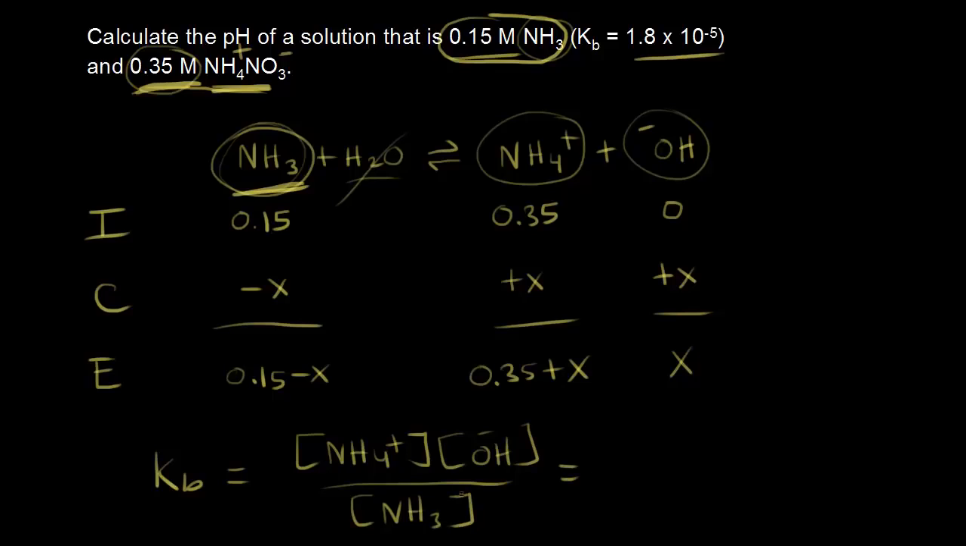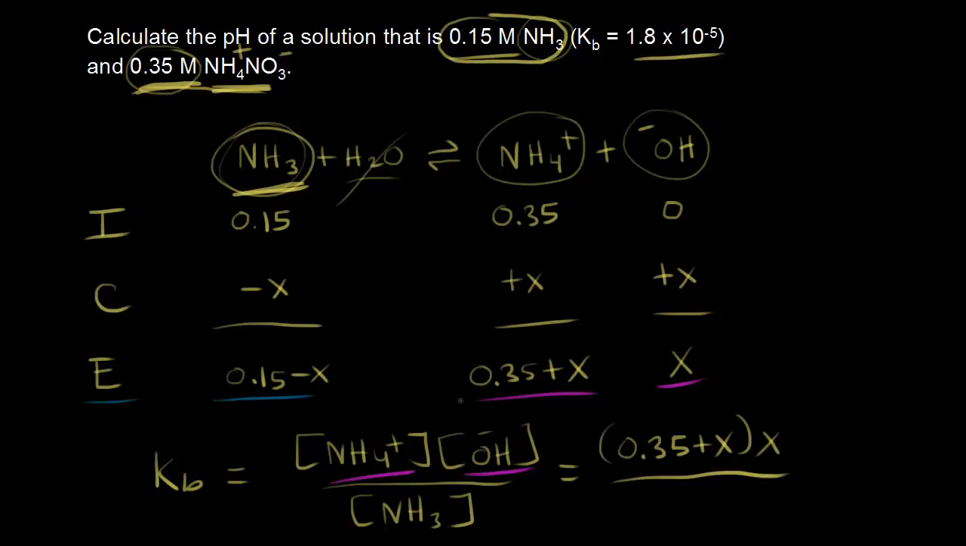So let's go ahead and plug in what we have. For the concentration of ammonium, we have 0.35 plus X. For the concentration of hydroxide, we have X. So we go ahead and put an X in here. And then that's all over the concentration of ammonia at equilibrium. And for ammonia at equilibrium, it's 0.15 minus X. So we write over here 0.15 minus X. And we can plug in the Kb value, 1.8 times 10 to the negative 5.